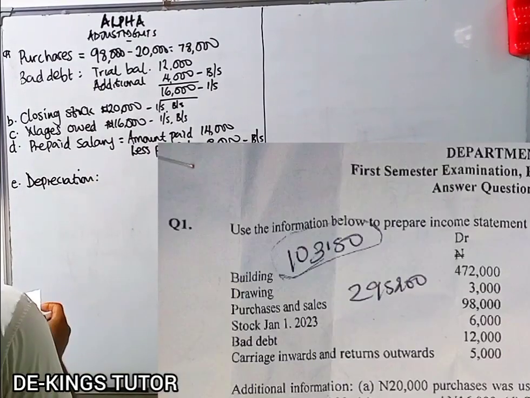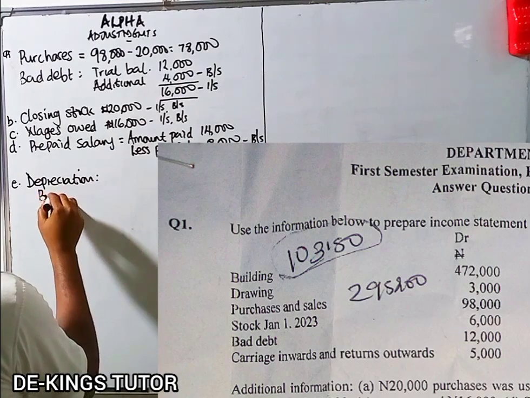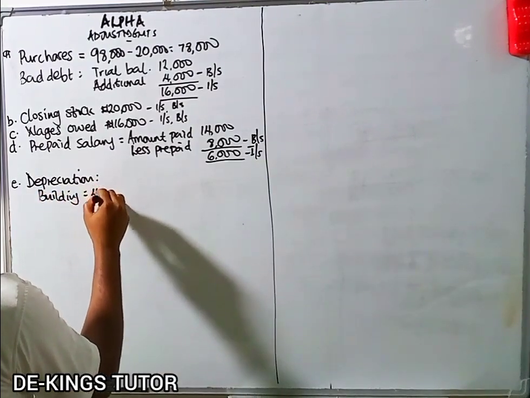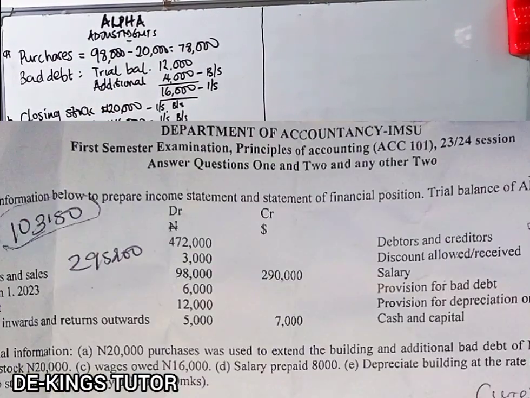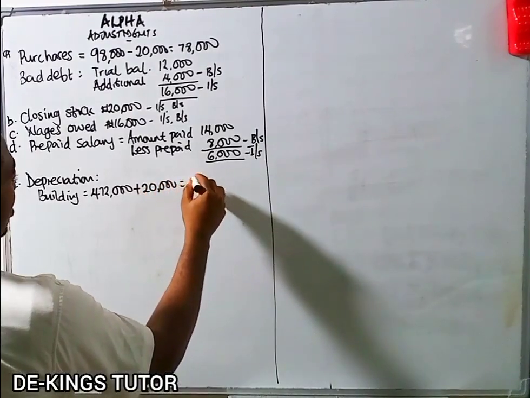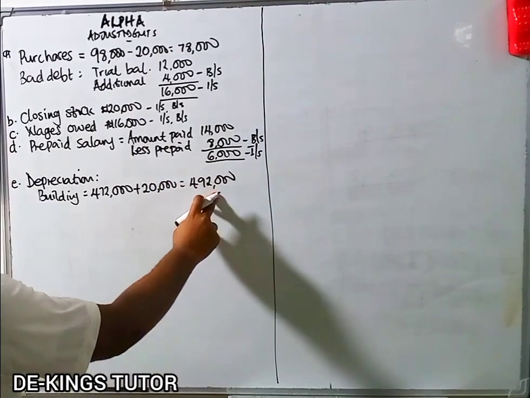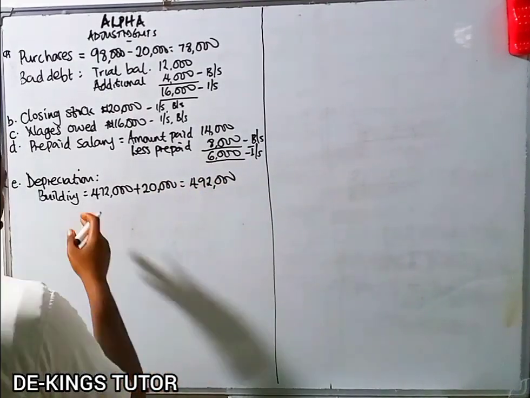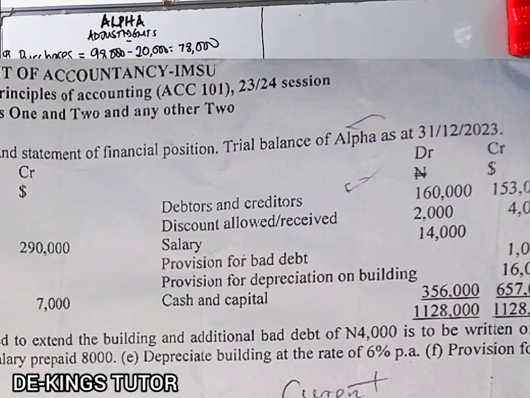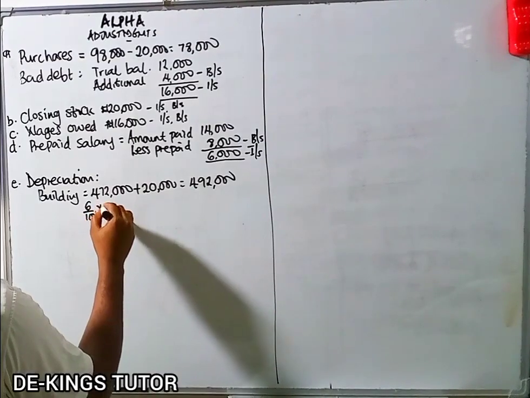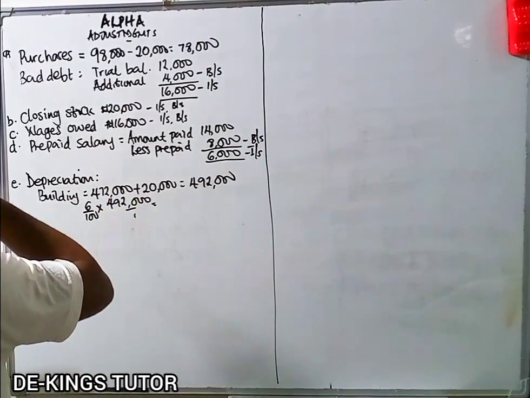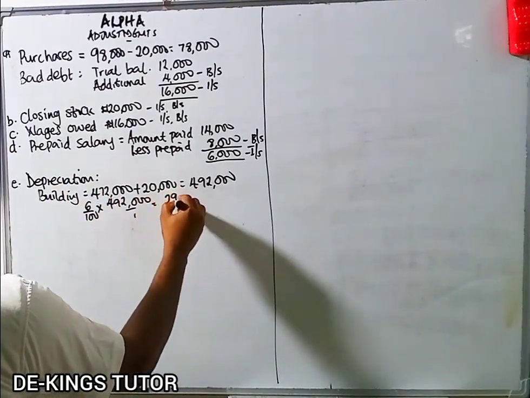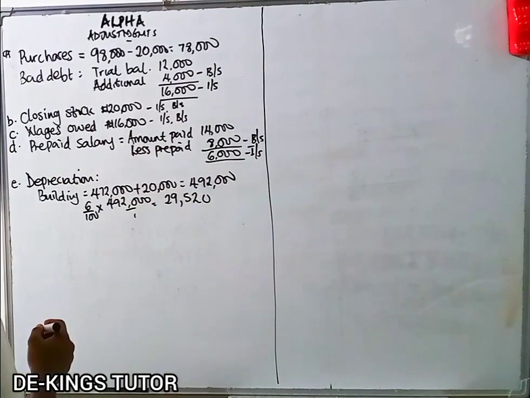Okay, so now let's see the actual value of the building from the trial balance, which is 472,000. So we have the building 472,000 from the trial balance, then plus the 20,000 that was used for extension, that gives us 492,000. So it is this 492,000 that we will conduct the depreciation on. They said depreciation building at 6%. So we now have 6 over 100 times 492,000 over 1. So 6% on 492,000, using our calculator, will give us 29,520. Okay, so that is E.